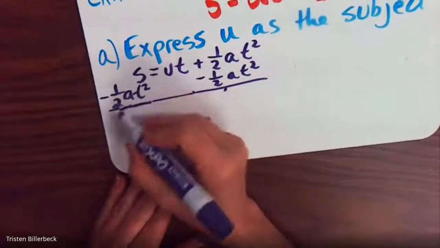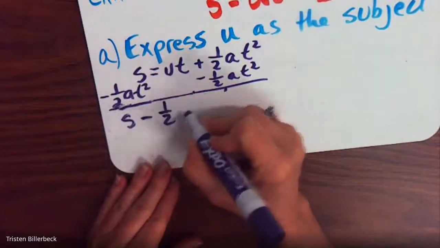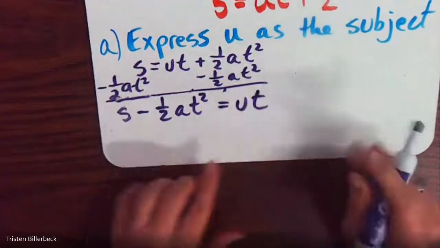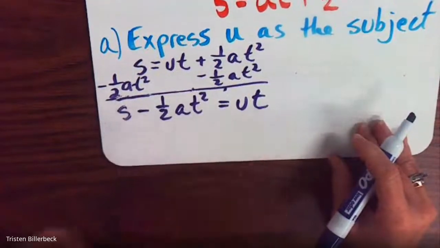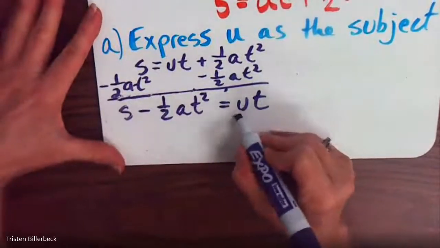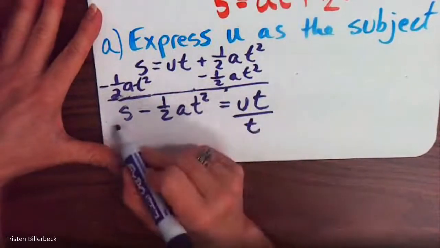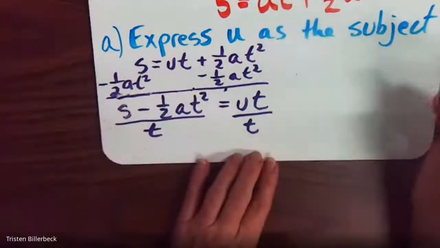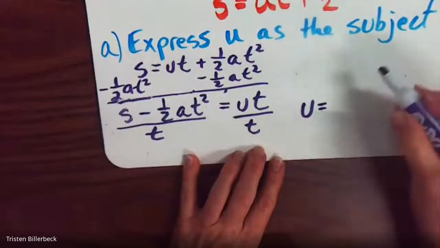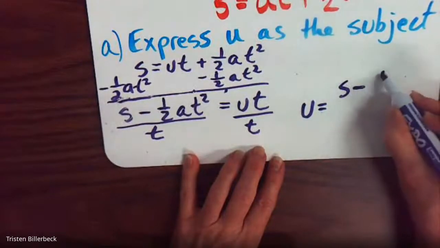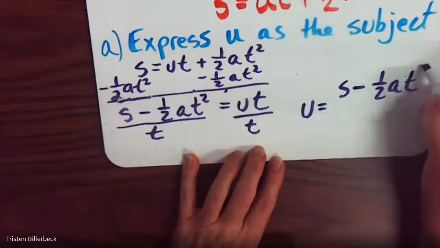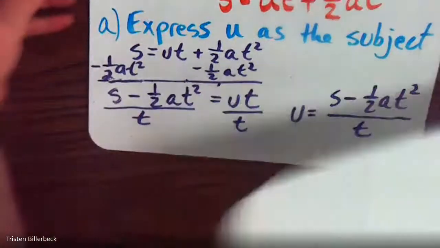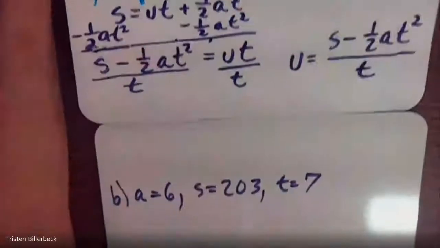So this is S minus 1/2 AT squared, and then we had UT. The U is being multiplied by the T, and we want U by itself. So we divide by T, which is its multiplicative inverse, and we divide this by T. At that point, we finally get U by itself. So we have S minus 1/2 AT squared over T. Now we can put in the conditions they gave us in B.